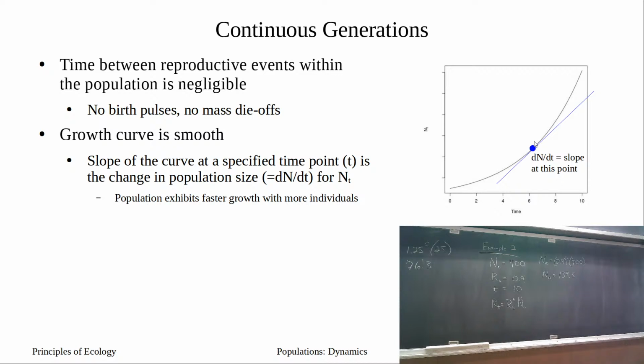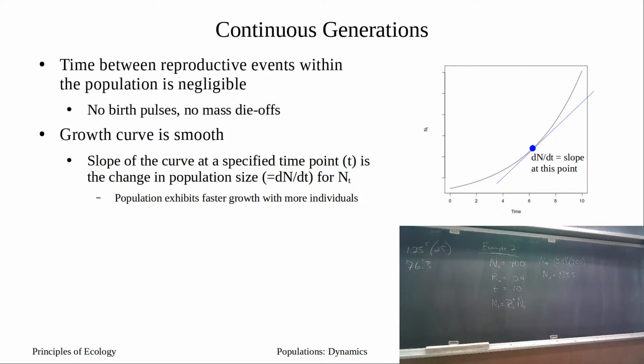All right, that slope is change in population size, what we will abbreviate as dN over dt. The change in our population size, dN, for a very small change in our time point. So we use delta N, the triangle N, to represent change in population size. That works when we have discrete generations.